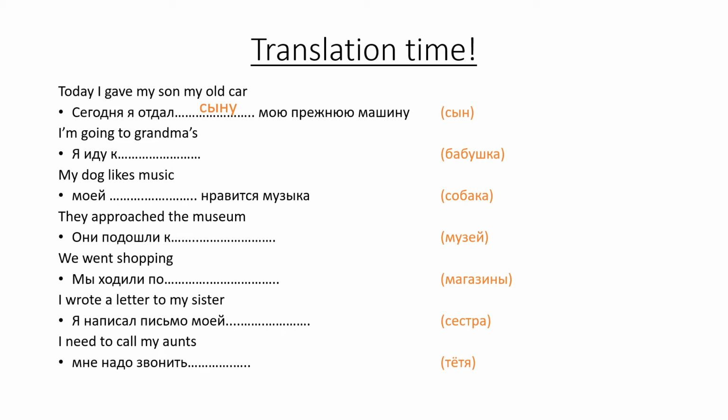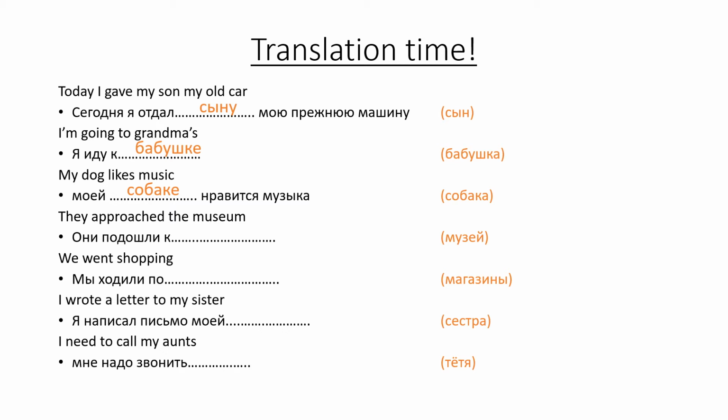Second sentence, I'm going to grandma's. So we've got the word бабушка, and hard-ending feminine nouns take the -е in the dative singular, so that's я иду к бабушке. Я иду к бабушке. Next, my dog likes music, so моей, that's my, and then собака. Here we have another hard-ending feminine noun, нравится музыка. So in the dative that will just be собаке. Моей собаке нравится музыка.